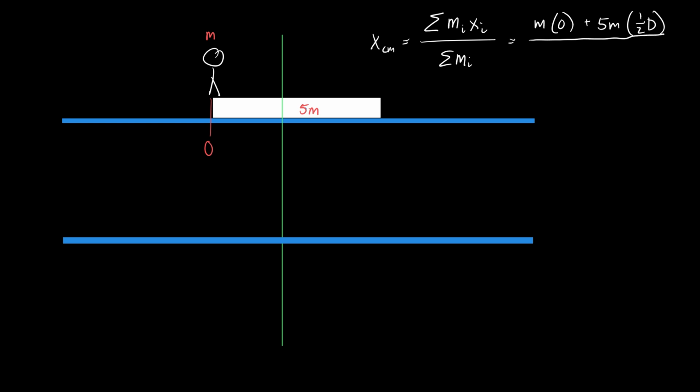Where did you think the center of the ice sheet was? Oh, wow. Okay, and then the total mass 6m.